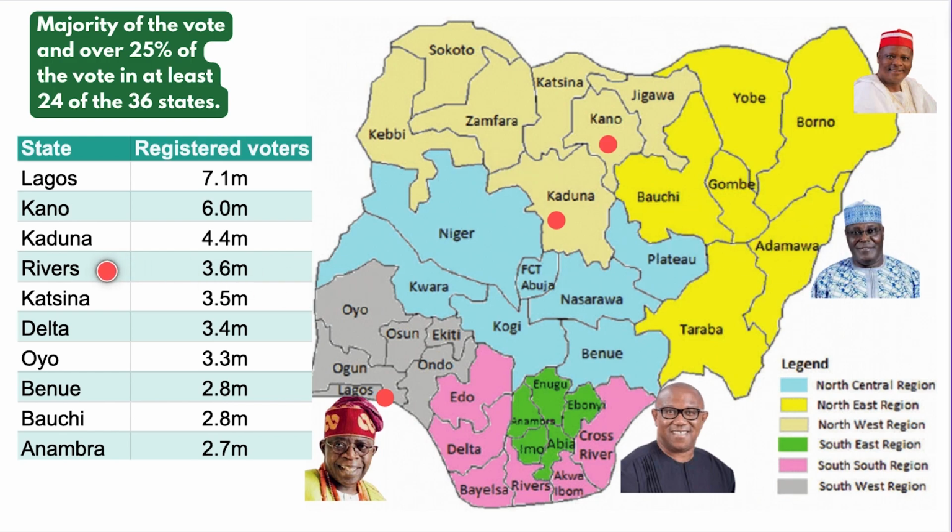And then you have Rivers. Rivers is down here, and this is the reason why there is a man called Wike, who is the current governor. He is the reason why everybody is trying to form an alliance with him. All of them are trying to form an alliance with the man Wike, who is here. And then you have Katsina. The present president is from Katsina, and is from the same party as that.